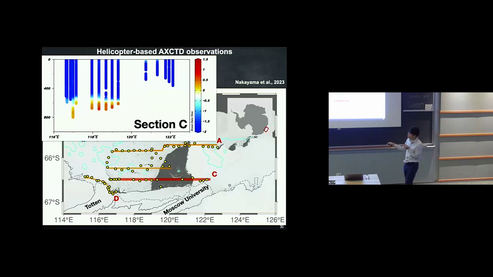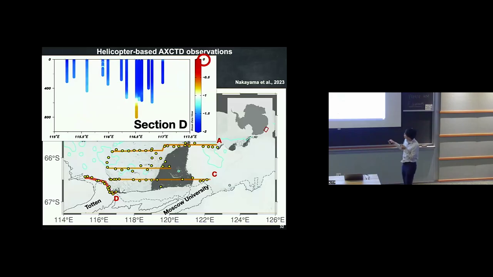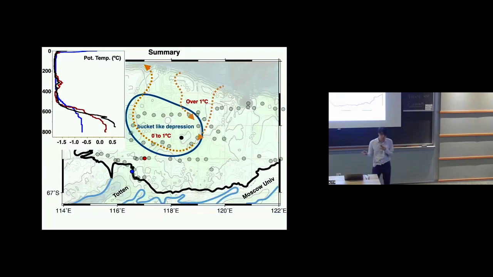However, as we have seen in section D, there's very cold water. So now I changed the color scale from minus to 0 degrees C here. So we see much, much colder water at section D, at the ice shelf front. What we find out based on this is only after 2015, because the first measurement was in 2015.